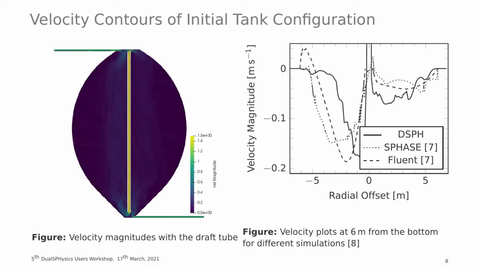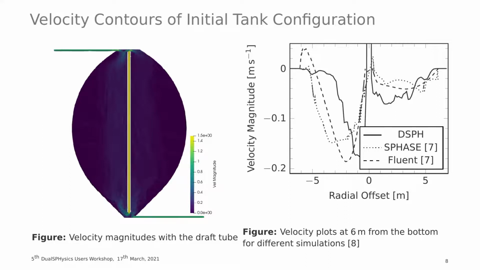So for the initial geometry that we just saw, we did DualSPHysics simulations, and we compared them with SPH simulations done previously and Fluent results. So the dotted line here is the SPH results, which is another DualSPHysics SPH code.